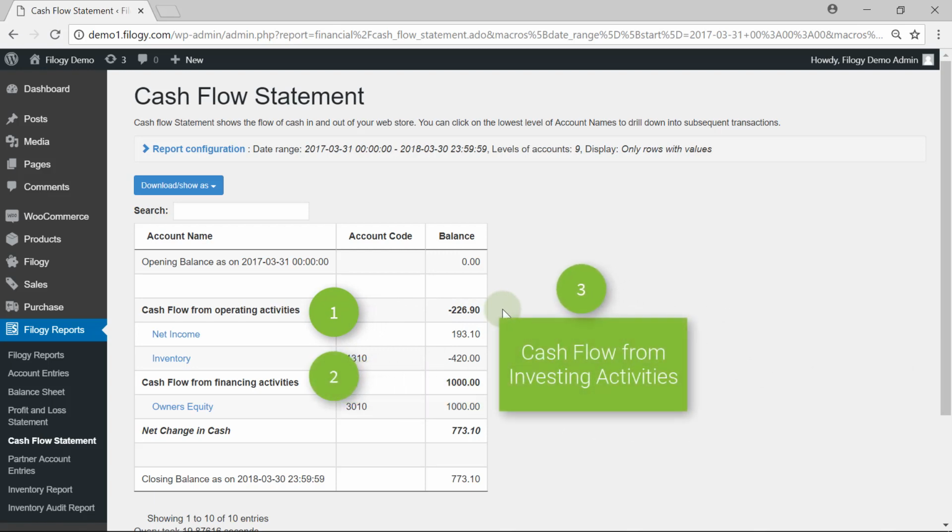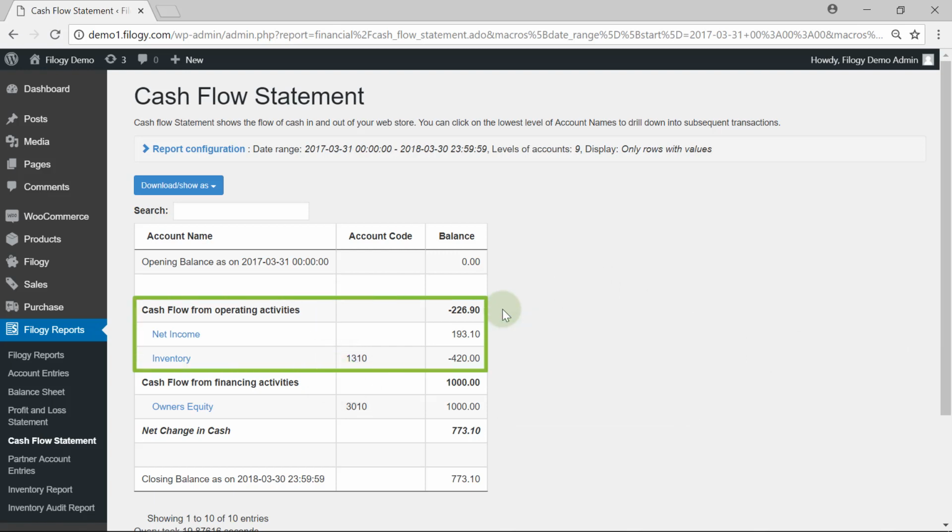By default, only the first two are used in Filogy, but if you want, the third one can also be set. Operating cash flow includes cash movements related to day-to-day operations, such as sales revenue or payment of purchased inventory goods. Financing cash flow includes other financial cash movements, such as owner's equity.